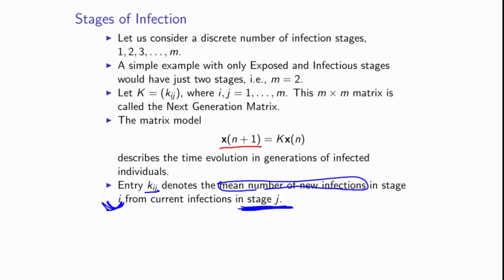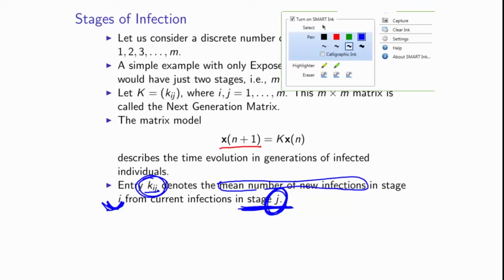So this labeling of the IJ entry of the next generation matrix has a meaning. It has the meaning that the number of new infections at a particular location is generated from infections at another stage.